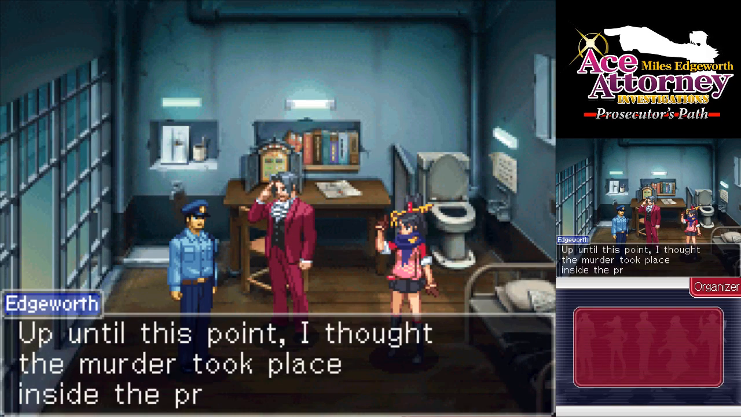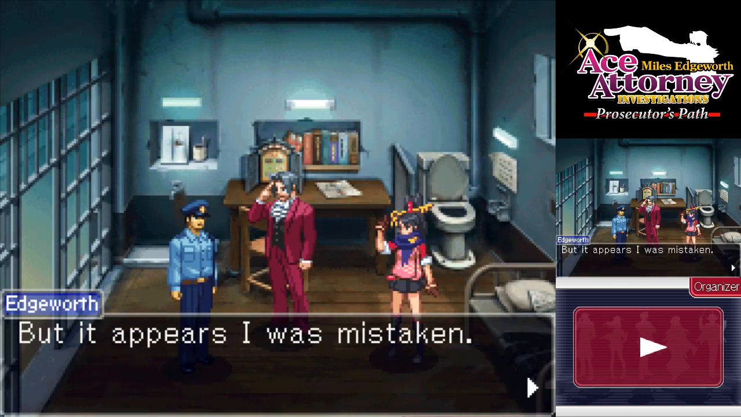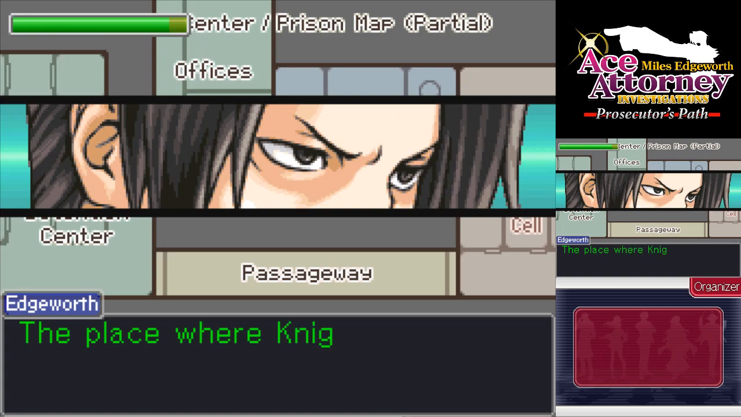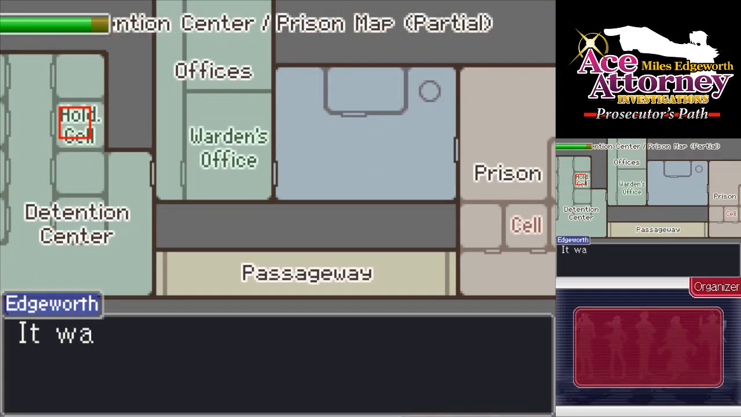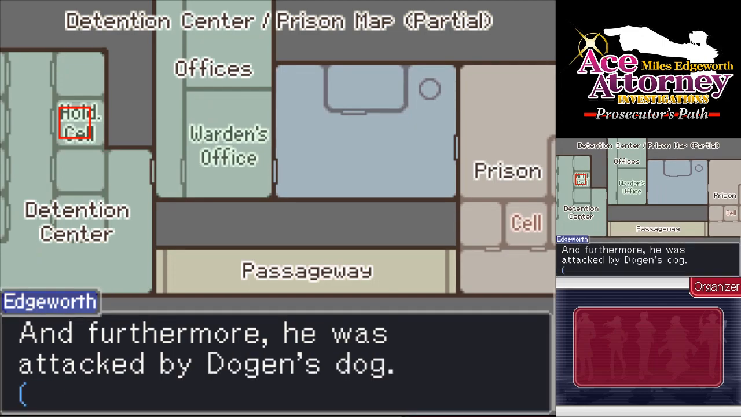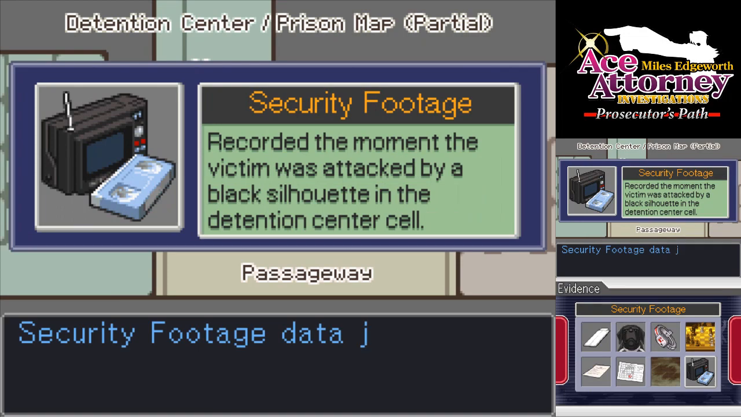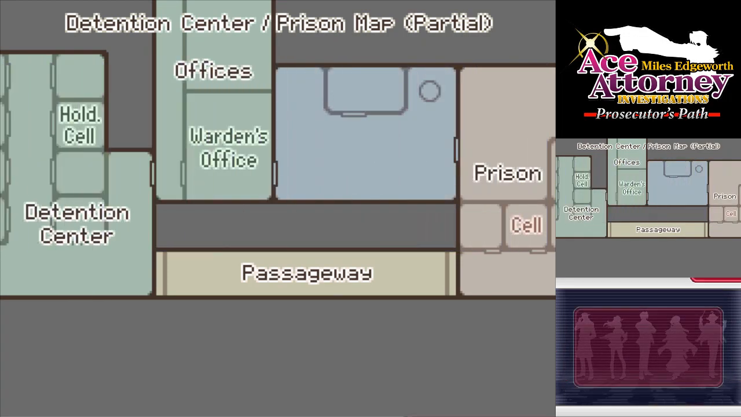Up until this point, I had thought the murder took place inside the prison. But it appears I was mistaken. The place where Knightley was attacked was, well, in the holding cell, of course. It was the detention center. And furthermore, he was attacked by Dogan's dog. This is the decisive evidence. Security footage jotted down in my organizer.